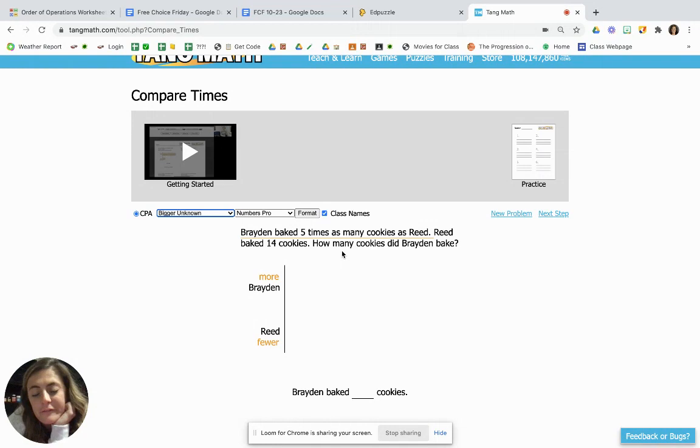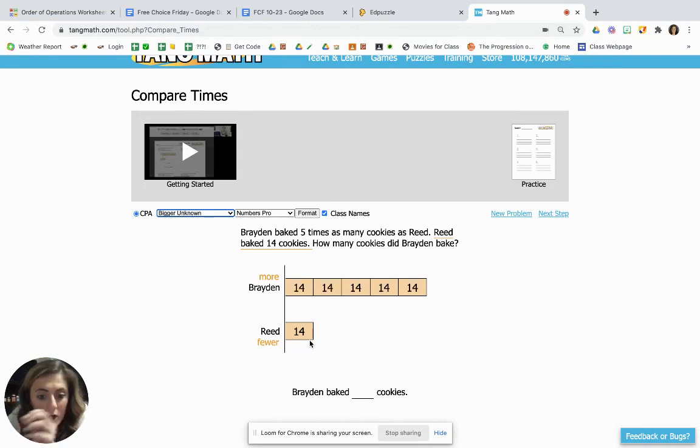Now, Braden baked 5 times as many cookies as Reed. So we're going to give Braden 5 boxes. Okay? And Reed is going to have 1 because we know 1 times 5 is 5, right? Now, in the box for Reed, we can put 14, because that's the total that Reed has, is 14. So we're going to put 14 in each of Braden's boxes. And now, all we have to do is do 14 times 5, right? Which is 70. So Braden baked 70 cookies.